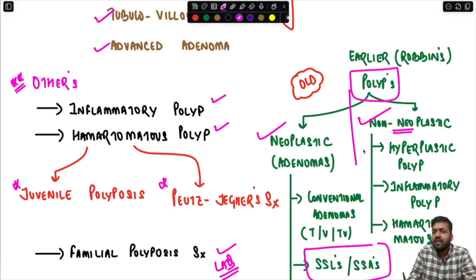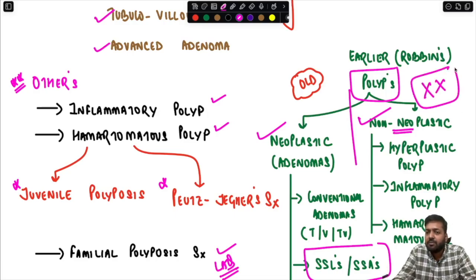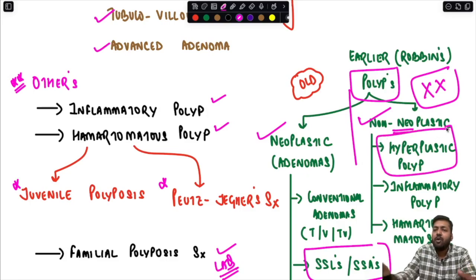But this kind of classification is not very correct, because for example, I will tell you, hyperplastic polyp cannot be called non-neoplastic. Although they have a very low chance of turning into a malignancy or into a malignant polyp.